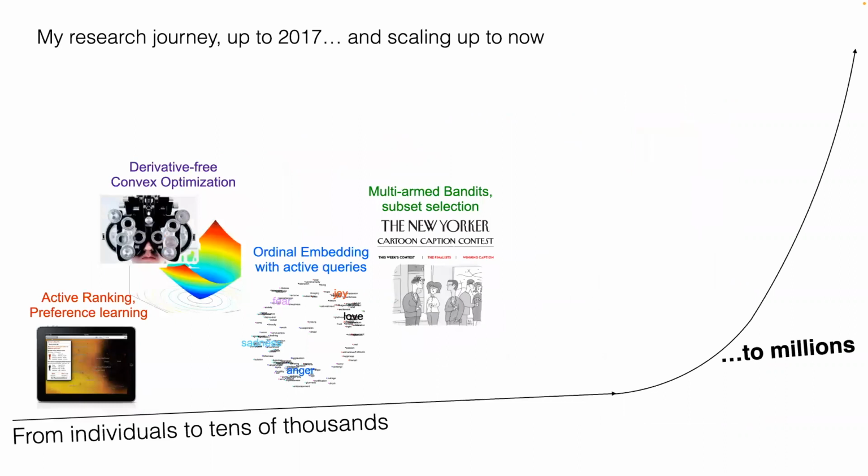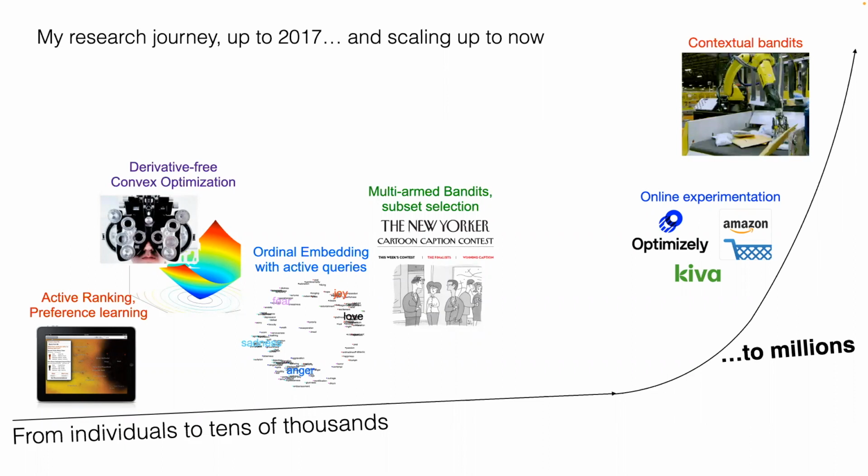And so after 2017, once I joined faculty, I started working a lot closer with industry, trying to embed myself within companies, mostly because I could avoid those systems issues and work with engineers that are really, really good at systems, and I could just focus on the algorithm design. And so a lot of this work was in online experimentation, so adaptive A/B testing, multi-armed bandits, working with companies like Optimizely, Amazon, and Kiva. But it also led to more contextual bandit style algorithms and applications.